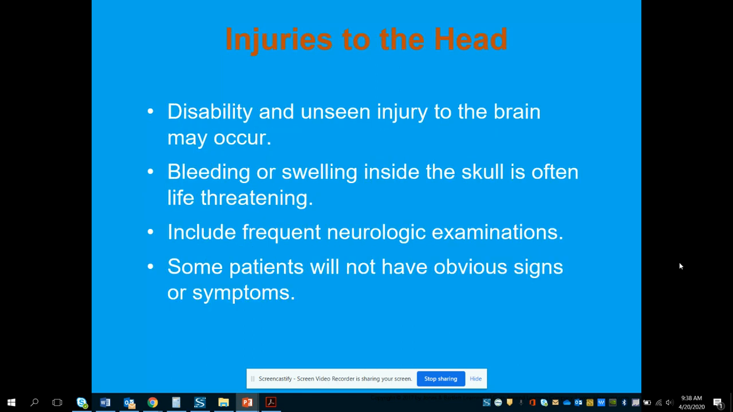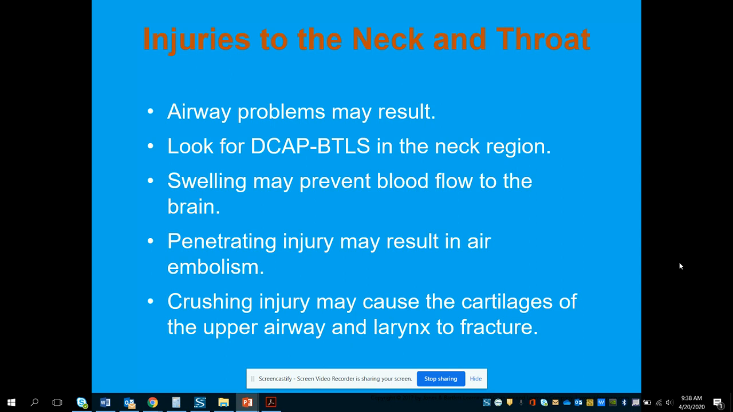Looking at head injuries here, disability and unseen injury to the brain can definitely occur. Bleeding and swelling inside of the skull is often very life-threatening. We should include very frequent neurologic exams, so checking PMS, maybe even a stroke screening, asking them questions related to person, place, time, and event. Again, just trying to reevaluate. Looking at the neck and the throat, their main concern here is going to be airway problems.